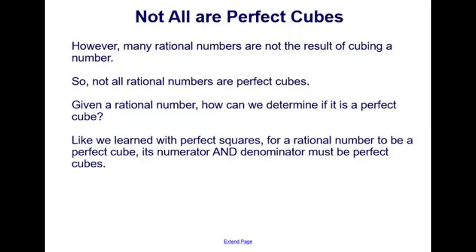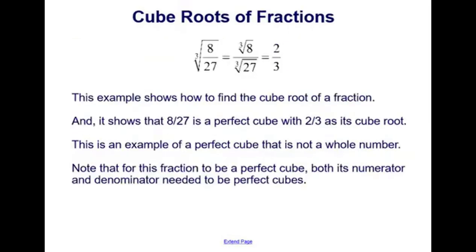Like we learned with perfect squares, for a rational number to be a perfect cube, its numerator and denominator must be perfect cubes. So here's an example. We have the cube root of 8 over 27. So we can split that up into the cube root of 8 over the cube root of 27, which is equal to 2 over 3. This example shows how to find the cube root of a fraction. And it shows that 8 over 27 is a perfect cube with 2/3, or 2 over 3, as its cube root. This is an example of a perfect cube that is not a whole number.